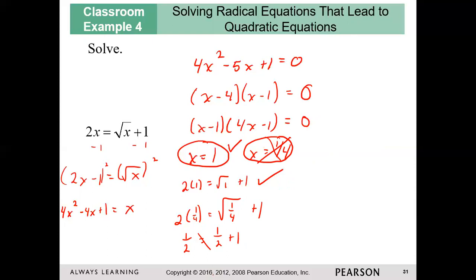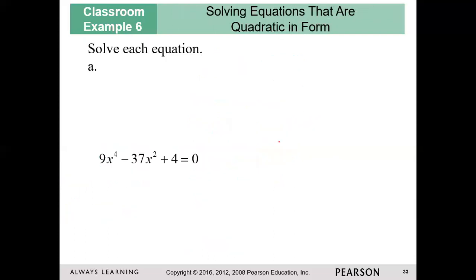So remember, when you square both sides, you are probably going to be given some extraneous solutions, especially if you have a quadratic, because with a quadratic we generally get more than one solution. All right, but in this case, one of these solutions was not valid.